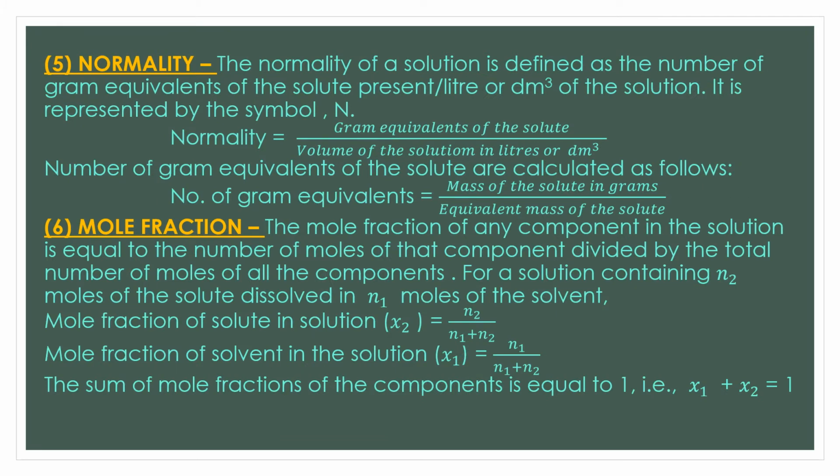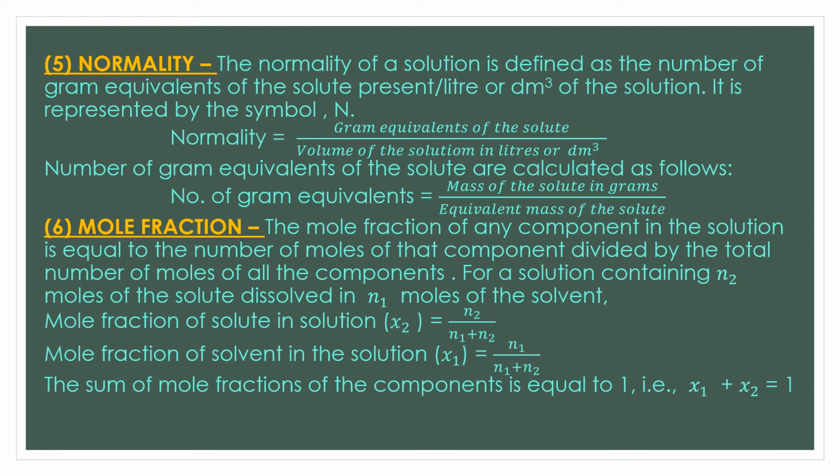So let us proceed to our next one, that is normality. Normality is another term, defined as the number of gram equivalents of the solute present per liter or decimeter cube of the solution. It is represented by the symbol capital N. So normality we can simply write as gram equivalents of the solute divided by the volume of the solution in liters or decimeter cube.